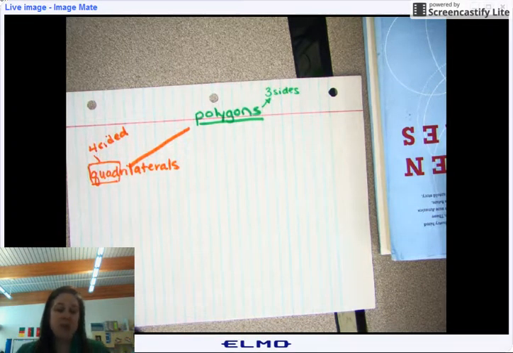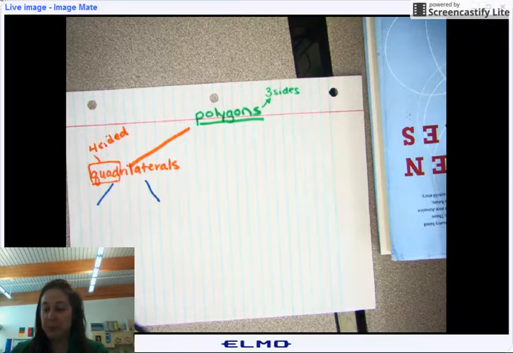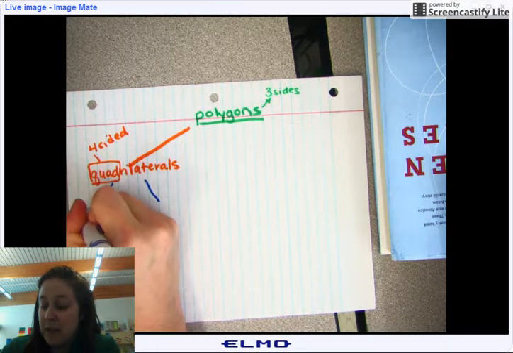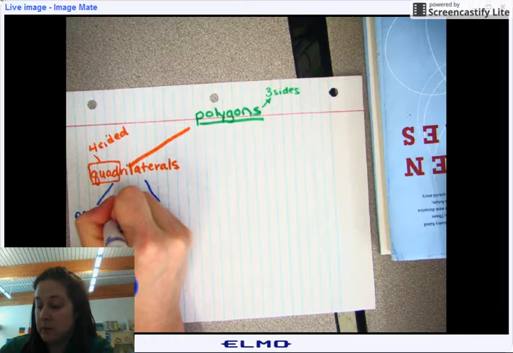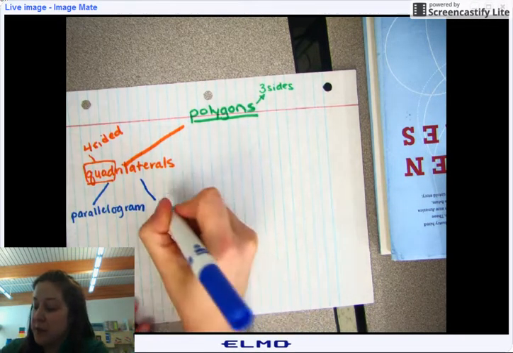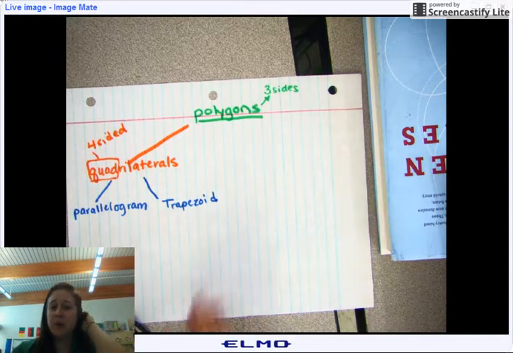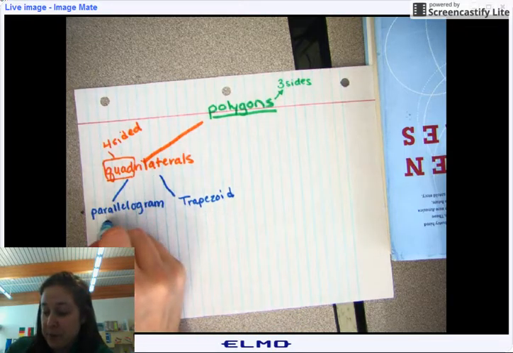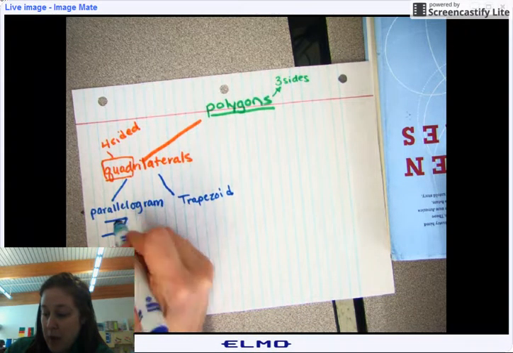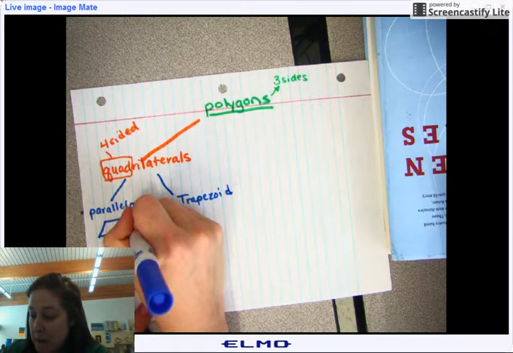Okay. Under quadrilaterals, they are continuing to break it down even smaller. And we are going to break it down into 2 different separate parts. In a quadrilateral, you can have a parallelogram. And you can have a trapezoid. Now I'm going to draw a picture of a parallelogram here for you.